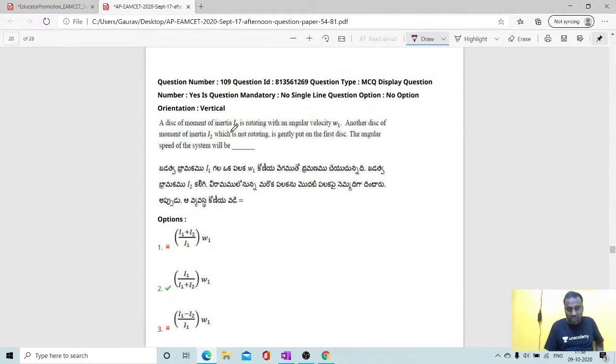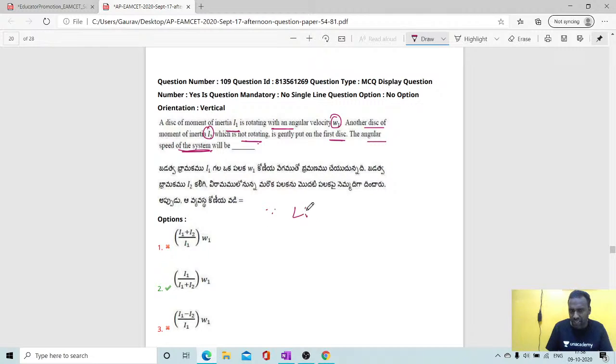A disk of moment of inertia I1 is rotating with an angular velocity omega 1. Another disk of moment of inertia I2, which is not rotating, is gently put on the first disk. Then we have to find the angular speed of the system. Since you know, students, conservation of angular momentum applies here.